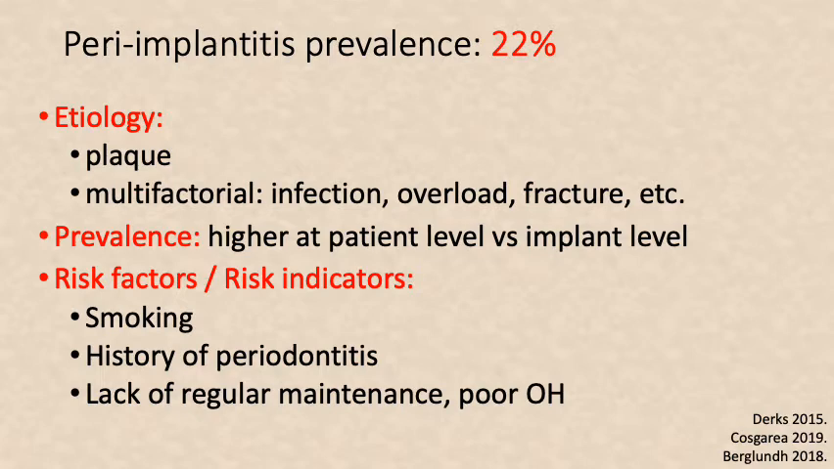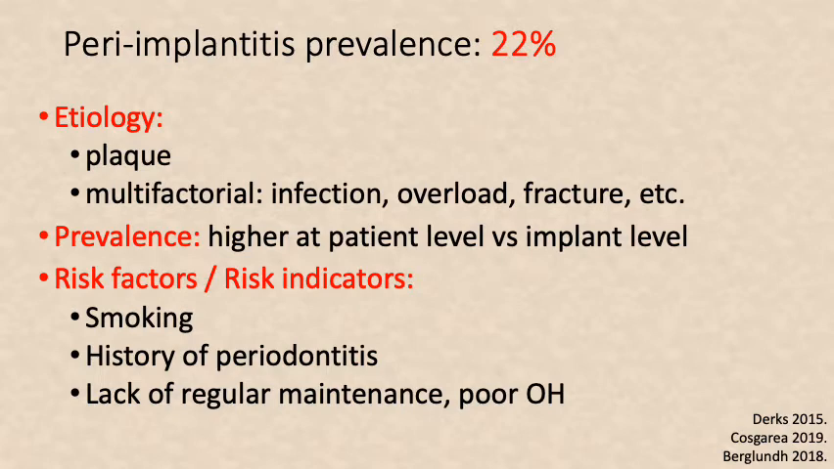Peri-implantitis has a prevalence of 22% according to the 2015 study, and its main etiology is considered to be plaque. However, we know that it's multifactorial as well, meaning infection during implant placement or overload on the implant if it is not centralized with the load, with the vertical load, and if there's a fracture, then it collects plaque, and some other factors might be involved, all culminating to the plaque accumulation, which is the main etiology of peri-implantitis.